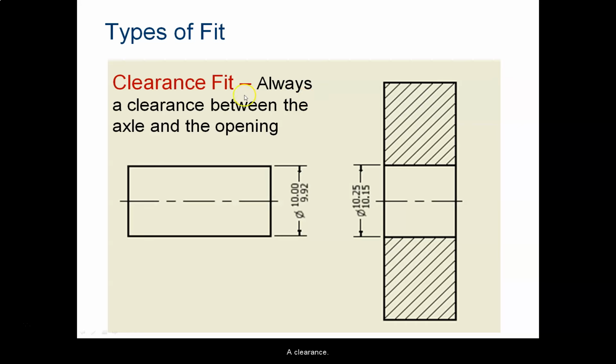All right, clearance is always a clearance between the axle and the opening. So if this was a disc and then the opening. For this one, notice that the maximum size of this rod would be 10, and the minimum size of the hole would be 10.15. So there's always a difference between those two. There'd always be 0.15 inches of clearance, a little more than 1/8 of an inch, so that this piece can easily fit in and out.